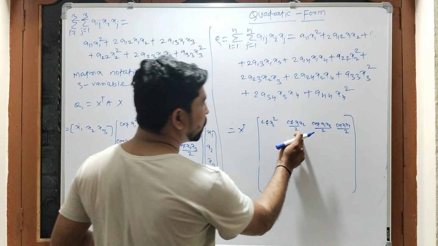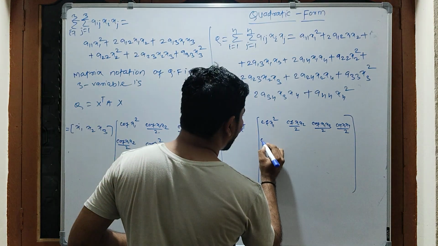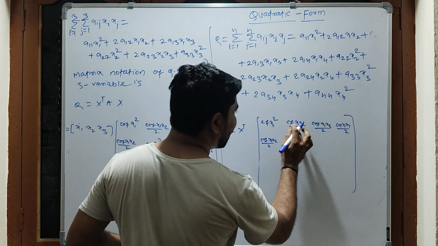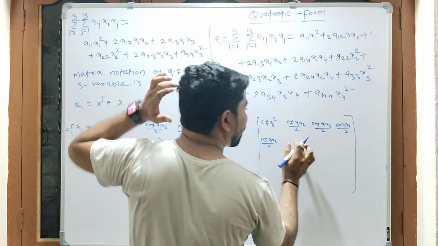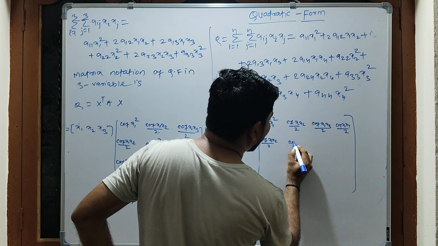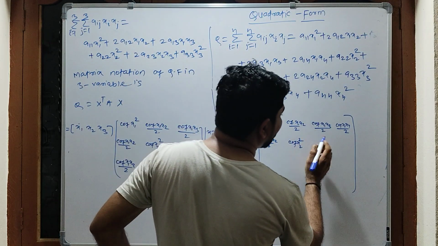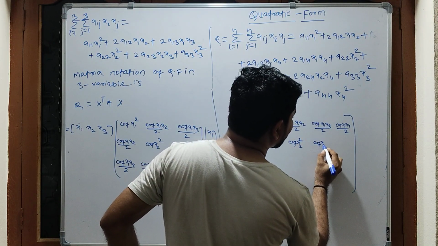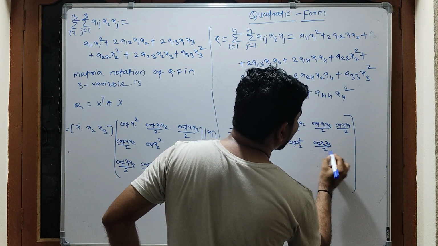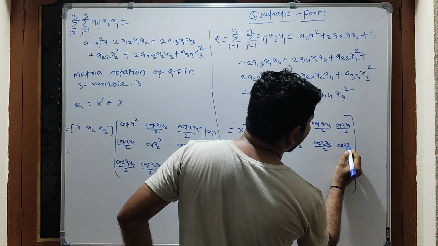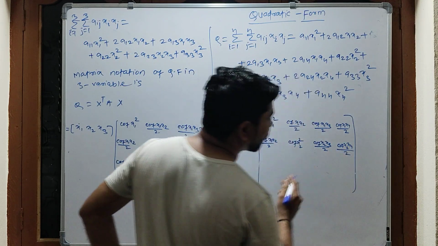Now a12 is the same as a21. Here I will write the coefficient of x1 x2 divided by 2. I will write this as it is. Now these are the diagonal entries, here the coefficient of x2 square as it is. Now this is the a23 entry, the coefficient of x2 x3 divided by 2. So this is the a24 entry, the coefficient of x2 x4 divided by 2.